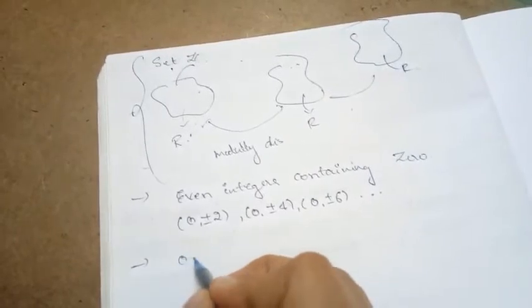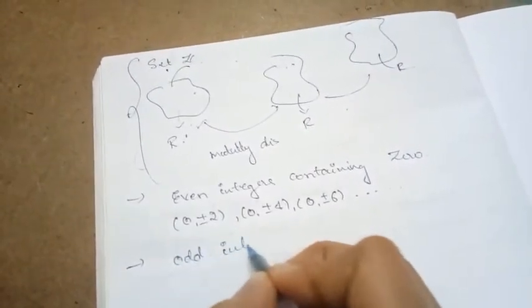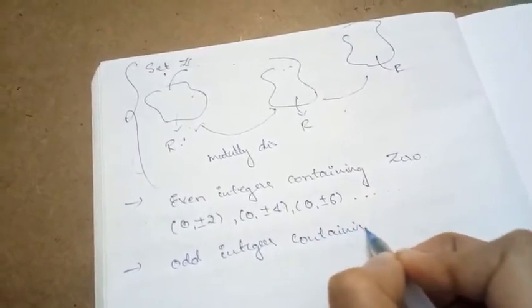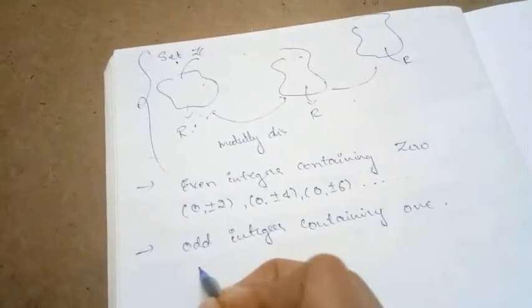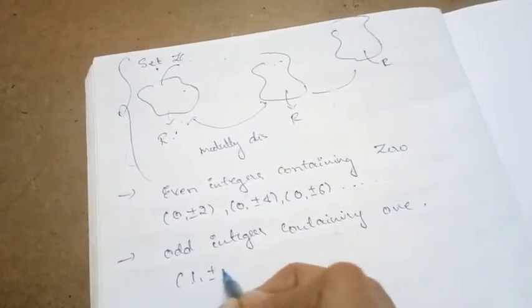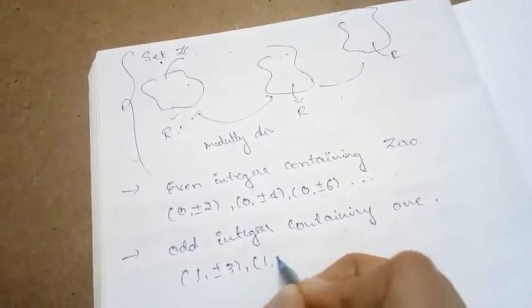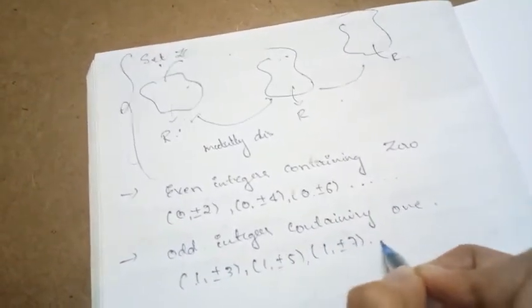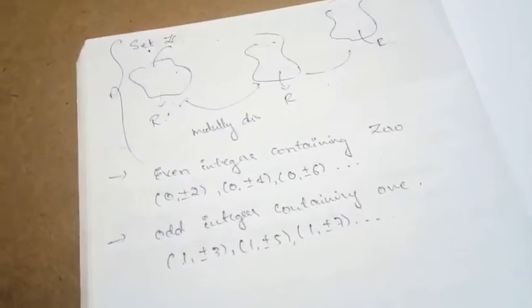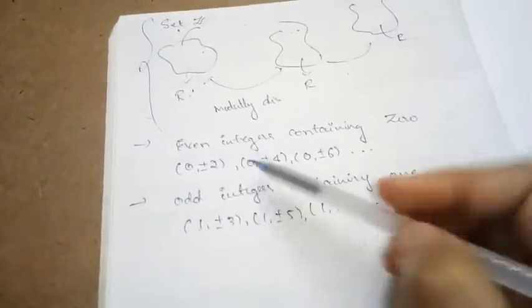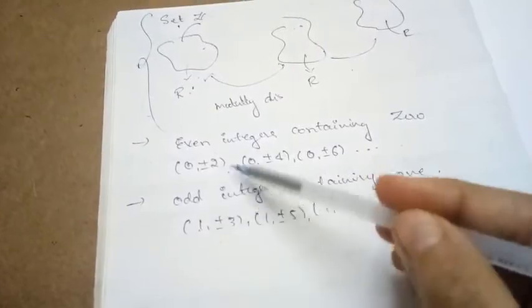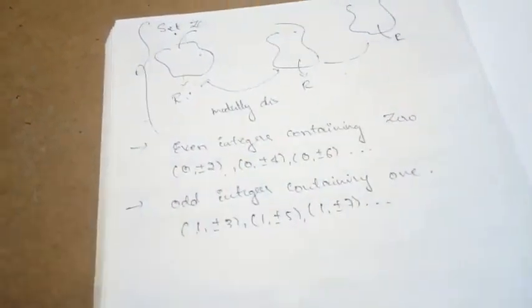Another part is the odd integers containing 1. The elements of that will be 1, plus or minus 3, 1, plus or minus 5, 1, plus or minus 7, and so on. So this is how I have divided it. Now you can see there is no common element, so these two sets are mutually disjoint.